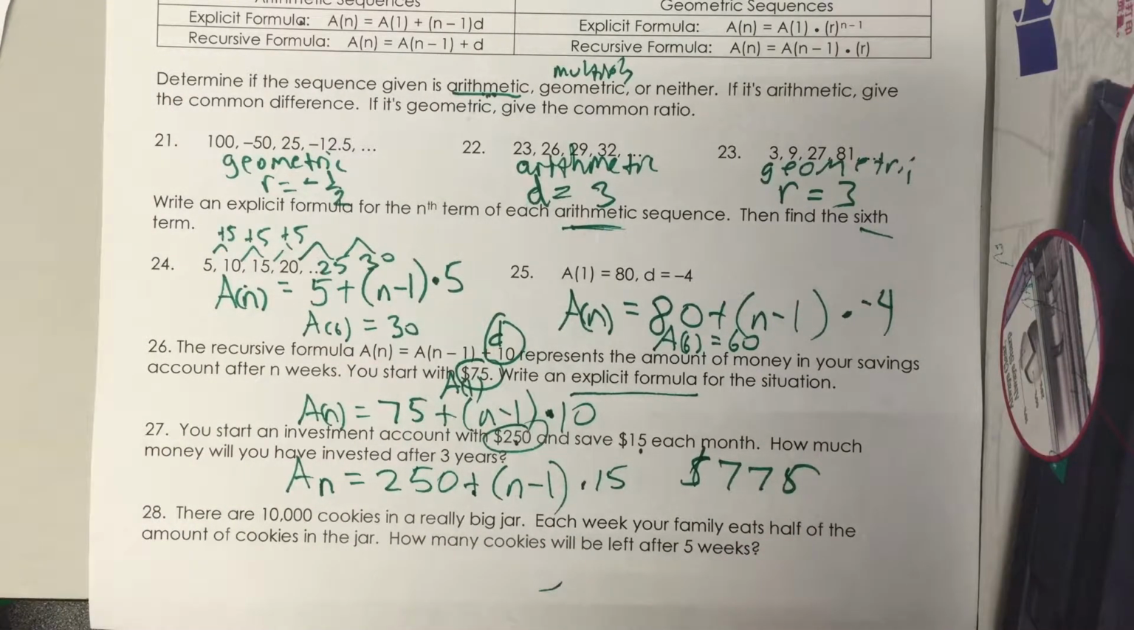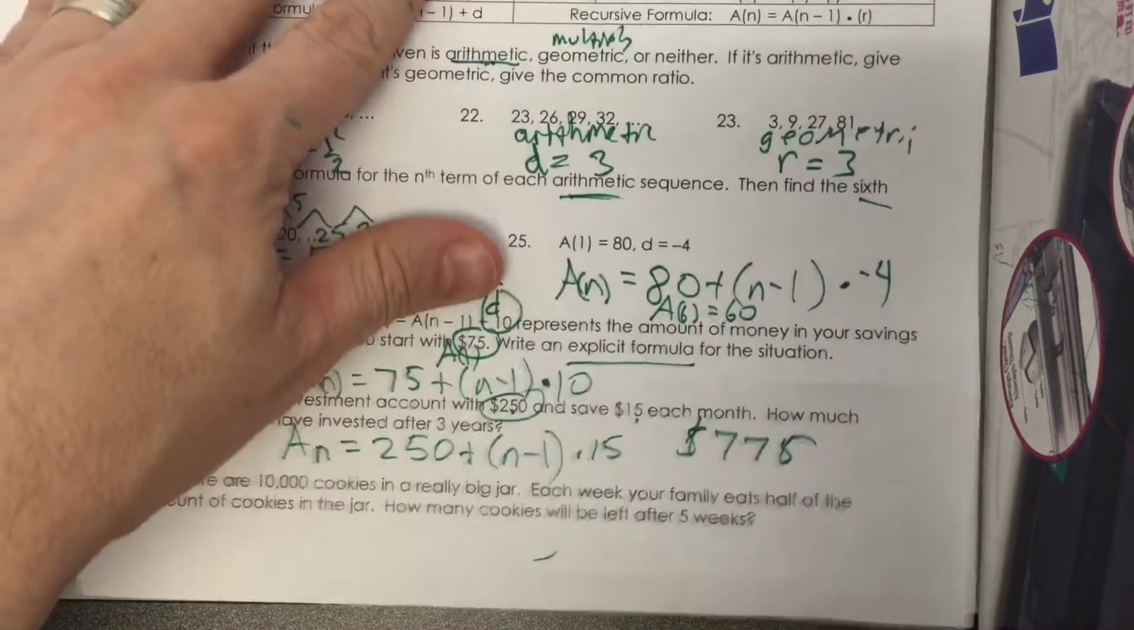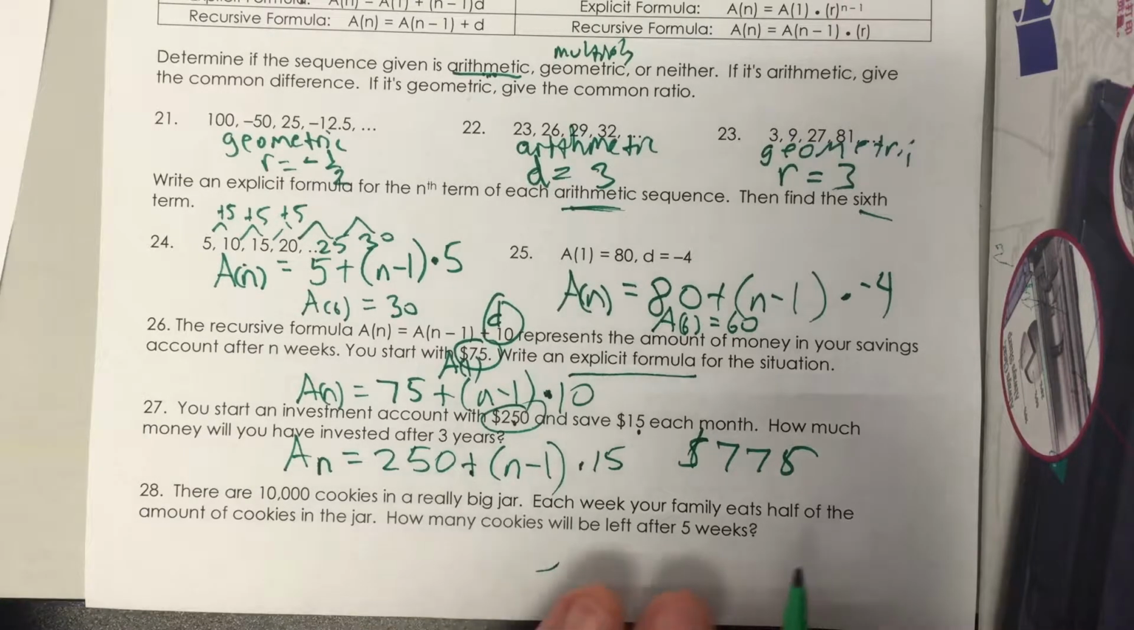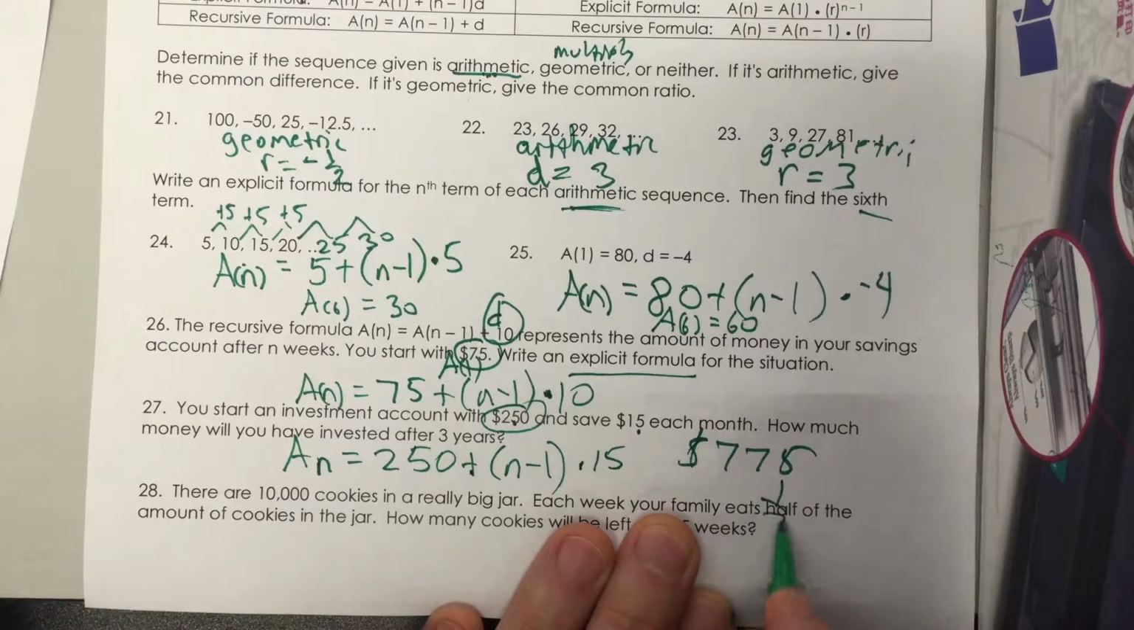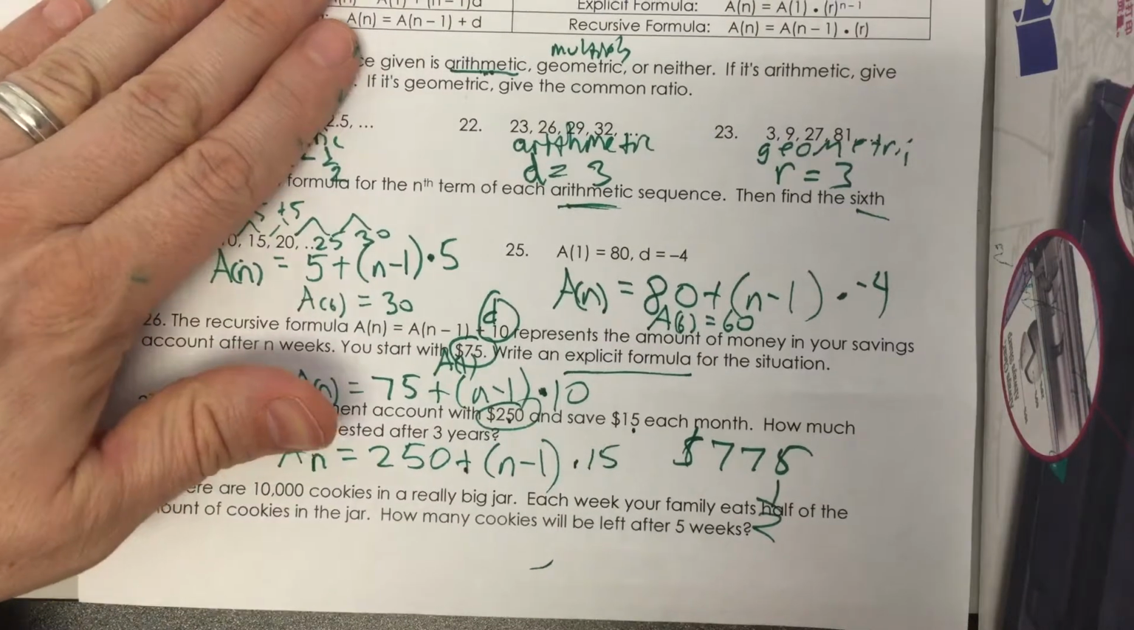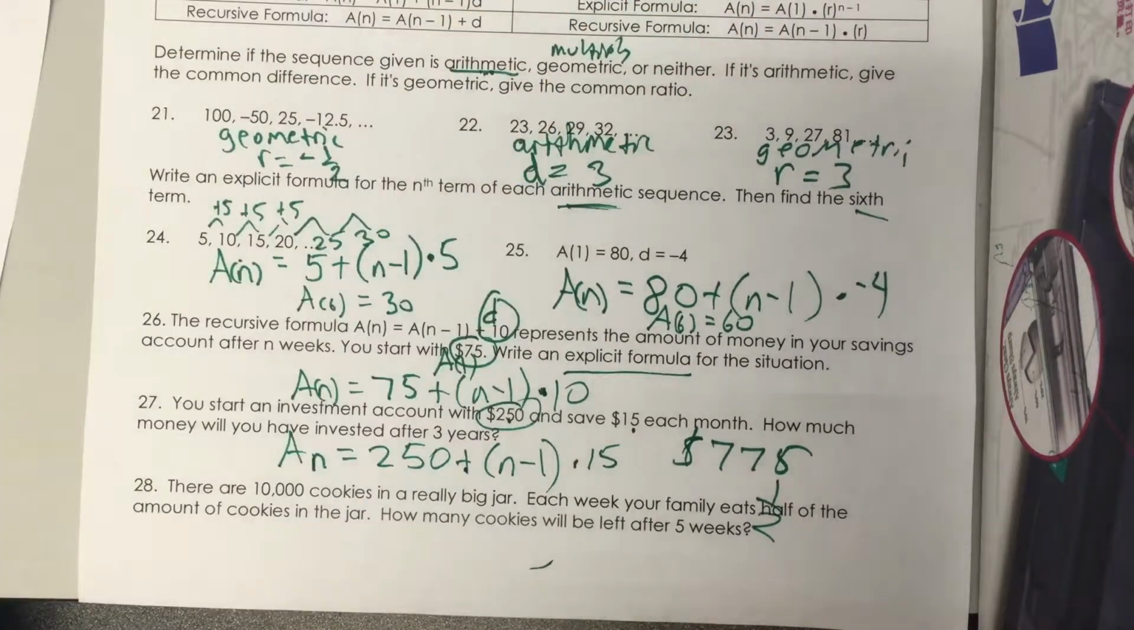Lastly, the very last one. There are 10,000 cookies in a really big jar. That is a really big jar. Each week your family eats half the amount of cookies in the jar. How many cookies would be left after 5 weeks? All right. So half means it's getting smaller each time, and that's the fraction 1/2. This is not an arithmetic sequence.